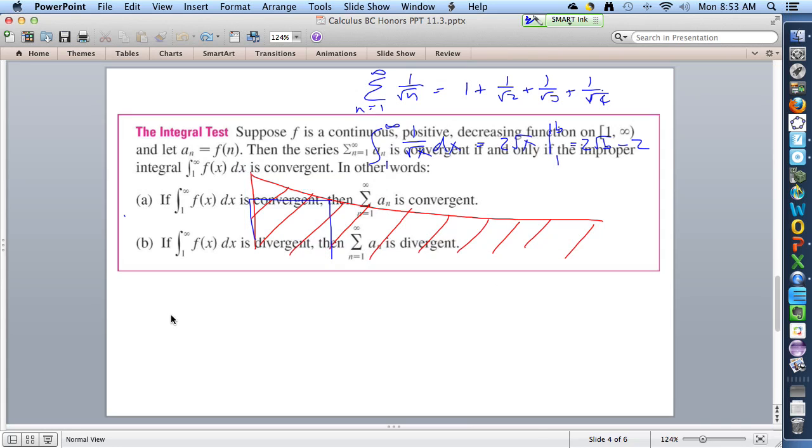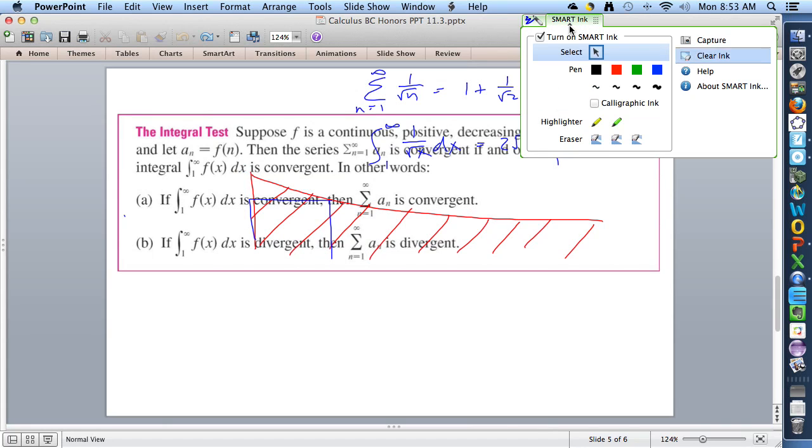I think I'm ready to summarize. So it's in your book. You don't have to frantically write it down.